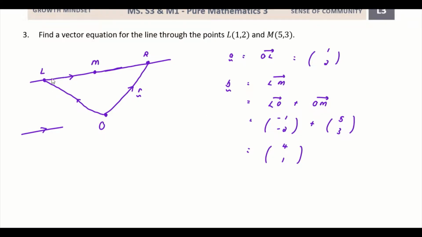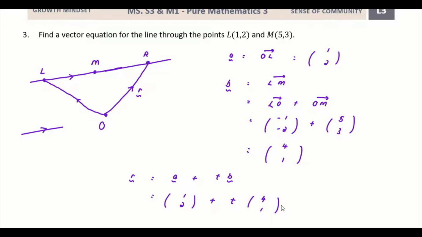And obviously LM is just here. So the R can be here, the R can be anywhere. That's why we need the scalar there. So it's the same thing, which means that R equals A plus TB. So in this question, we will have the answer of 1, 2, and then plus T, then 4, 1. All right, so just like that.